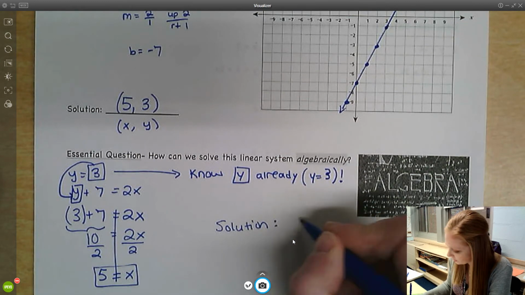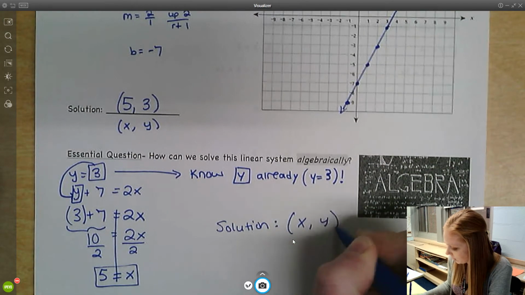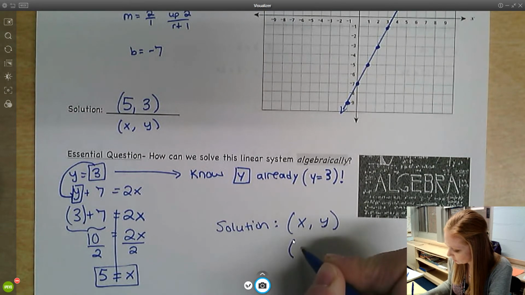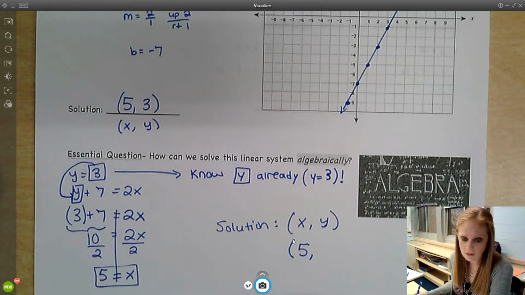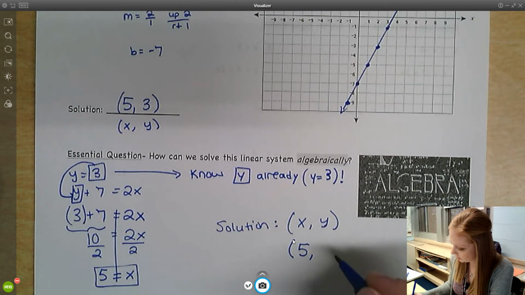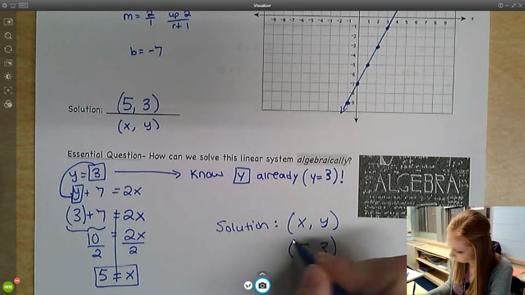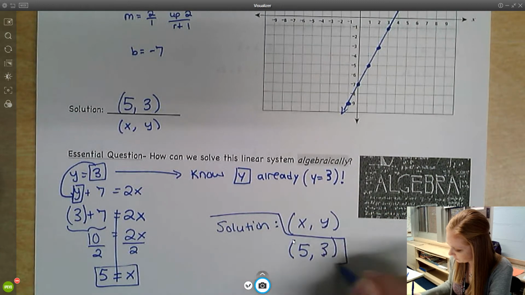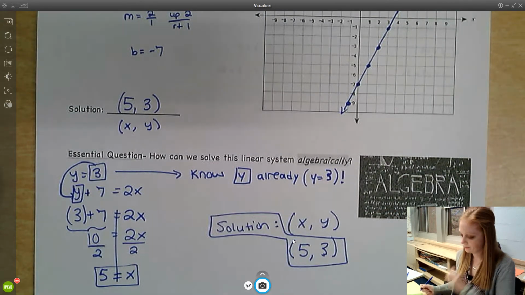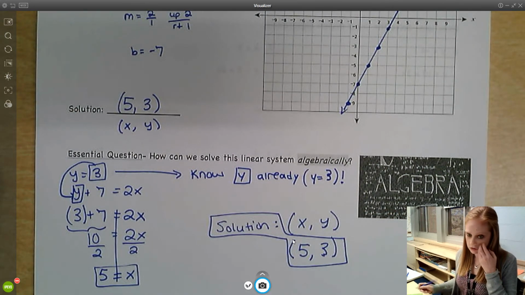So our solution is x comma y. In this case, we know our x is 5 because we figured that out, and our y was 3 because we knew that one already. So this is our solution. All right, let's keep going.